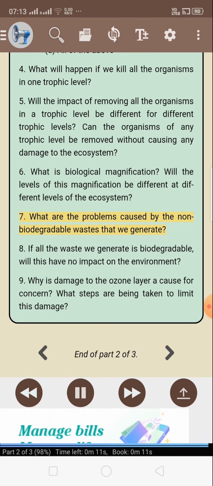7. What are the problems caused by the non-biodegradable waste that we generate? 8. If all the waste we generate is biodegradable, will this have no impact on the environment? 9. Why is damage to the ozone layer a cause for concern? What steps are being taken to limit this damage?